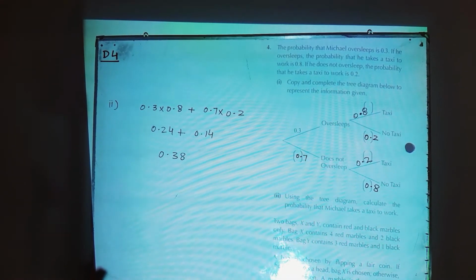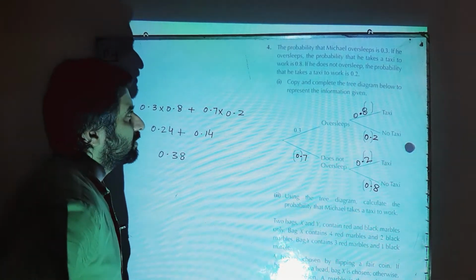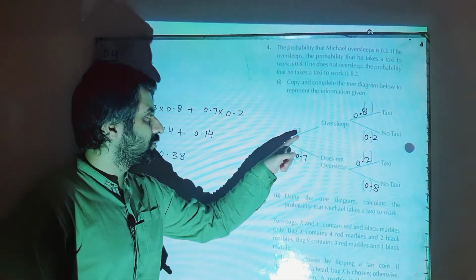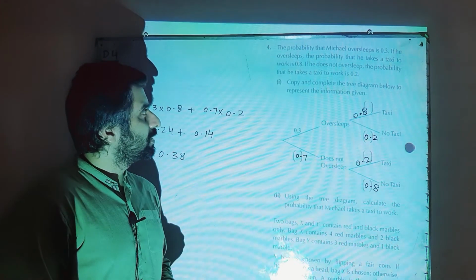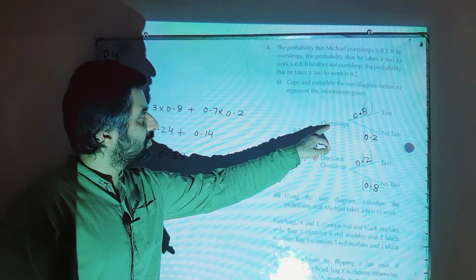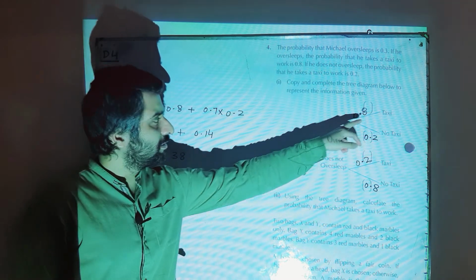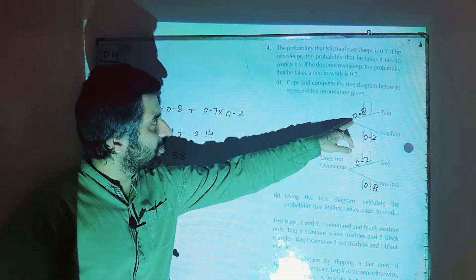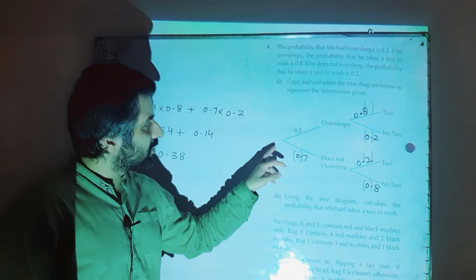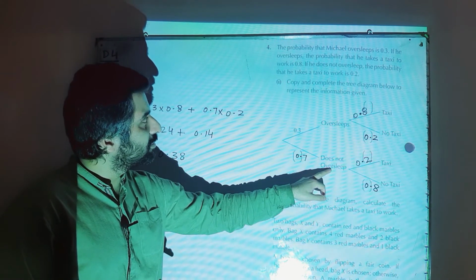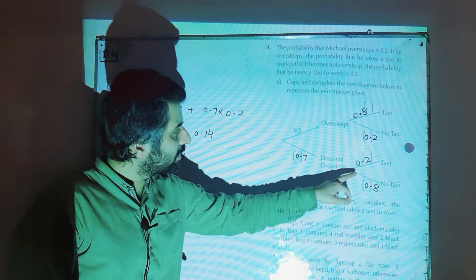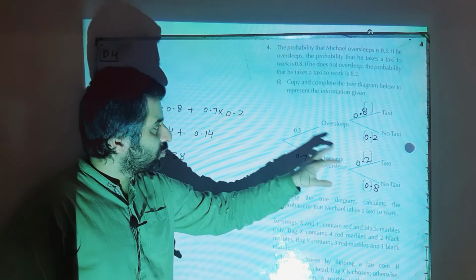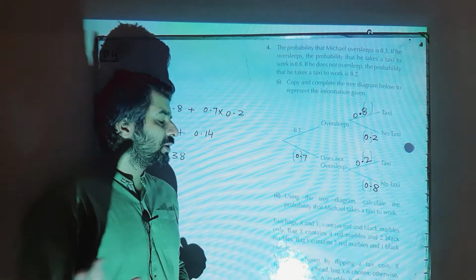Question number 4 from exercise 11 of D4 7th edition. The probability that Michael oversleeps is 0.3. If he oversleeps, the probability that he takes a taxi to work is 0.8. Okay, this is given. And if he doesn't oversleep, the probability that he takes a taxi to work is 0.2. Well, you have been given 0.3, 0.8, 0.2, and the rest you have to do by yourself.